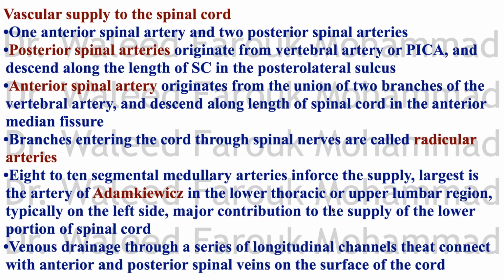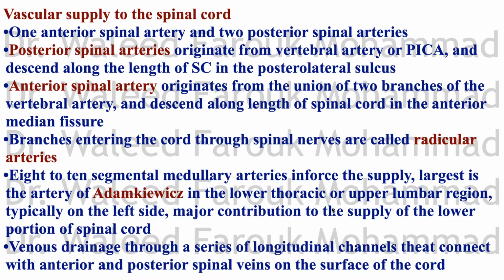Remember the sulcus between the gracile and cuneate tracts at the dorsum of the spinal cord. While the anterior spinal artery is formed by the union of 2 branches of the vertebral artery, as mentioned before, and descends along the anterior median fissure of the spinal cord. Now there are other branches that enter through the intervertebral foramina with the spinal nerves, opposite the direction of the spinal nerves. These are called the radicular arteries, spinal branches from vessels outside the vertebral column.